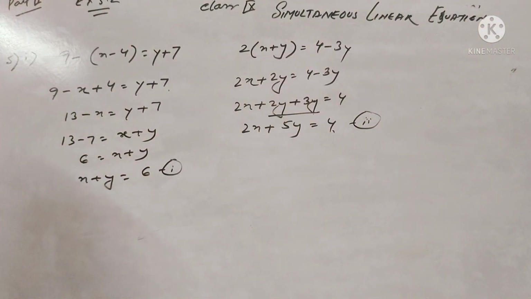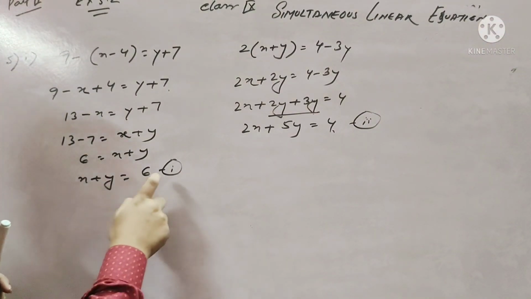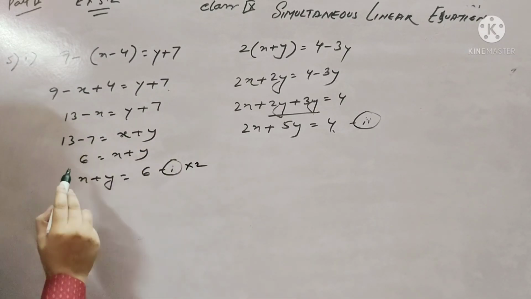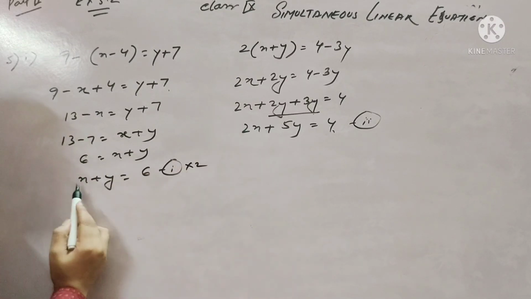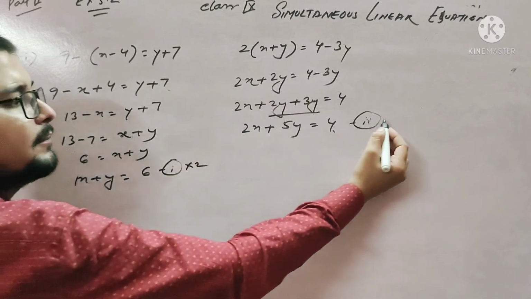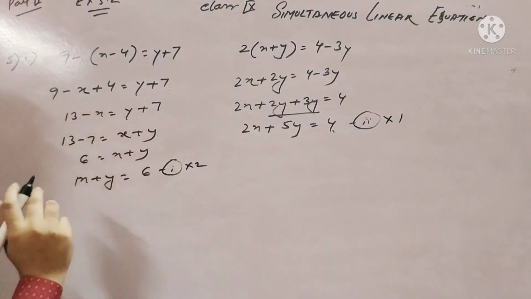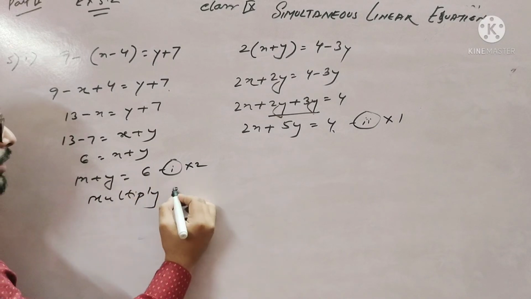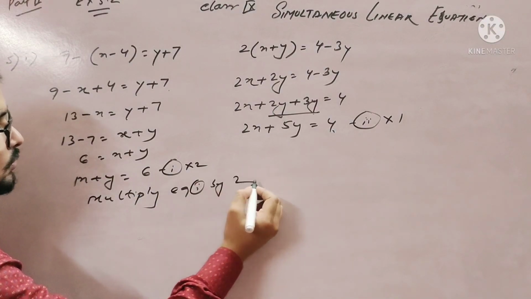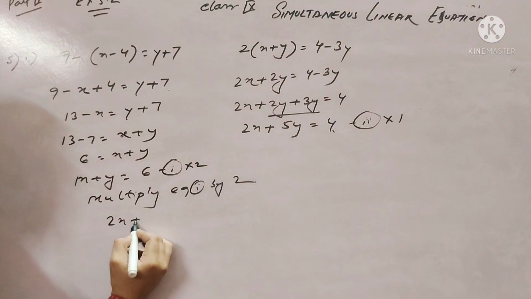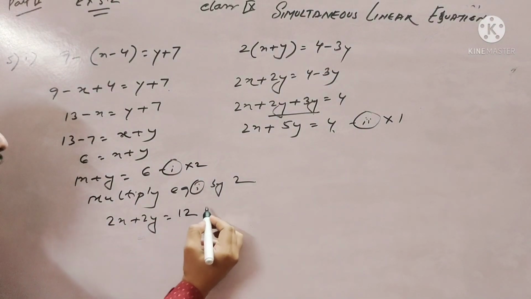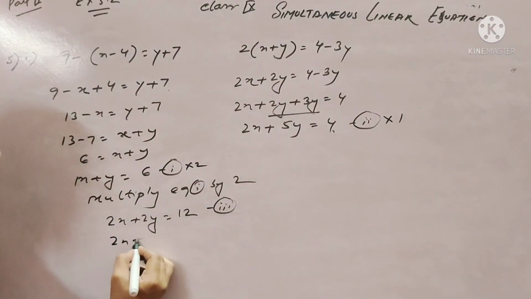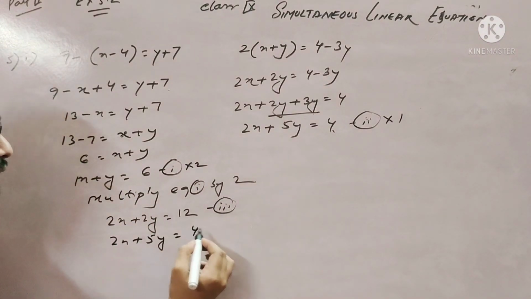Again, if you want to eliminate x, then multiply equation 1 by this x number, what is written here, 2, and multiply equation 2 by this x number, nothing is written, that means 1. If any number is multiplied by 1, it gives the same number. So we write here multiply equation 1 by 2, so that is 2x plus 2y equals 12. This is your equation 3. And this is equation 2, same, that is 2x plus 5y equals 4.